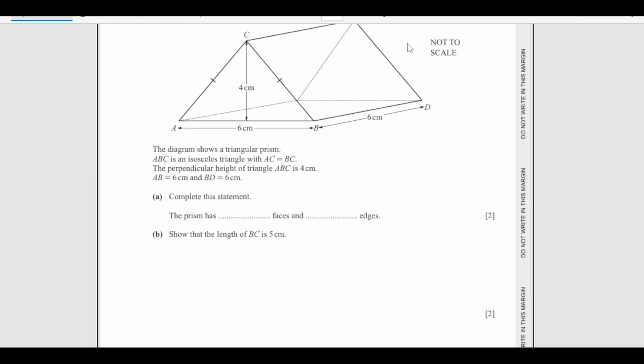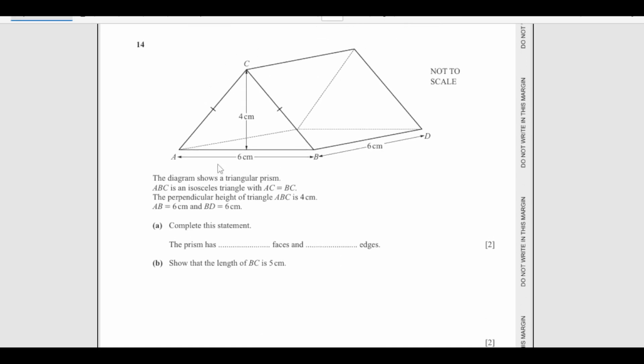Number 14, the diagram shows a triangular prism. You can see this triangular prism. ABC is an isosceles triangle. This is ABC, which is isosceles, having two sides equal. This is AC, given here, AC and this BC, they are equal. The perpendicular height of ABC is 4, which is given to us here. AB is 6, so AB is 6 here. Perpendicular height is 4, AB is 6, BD is also 6.